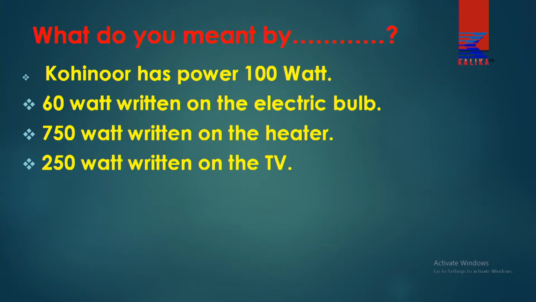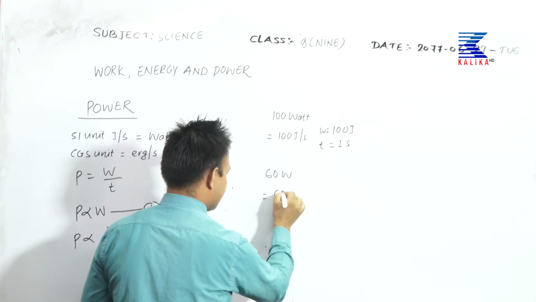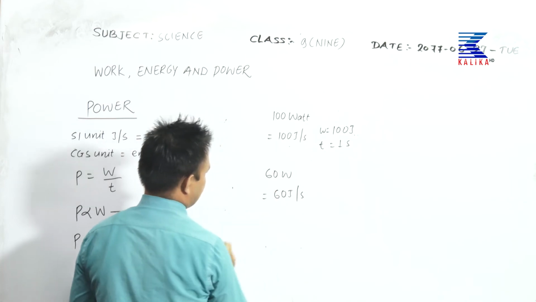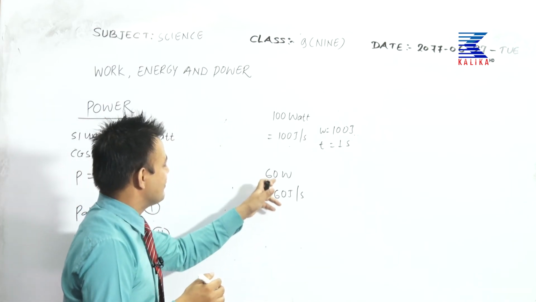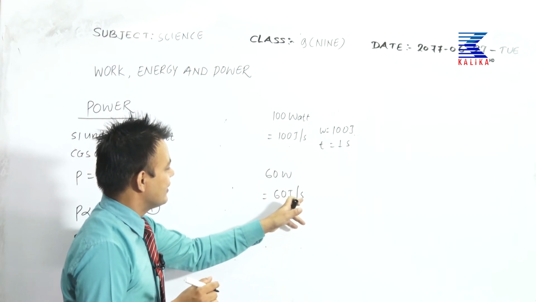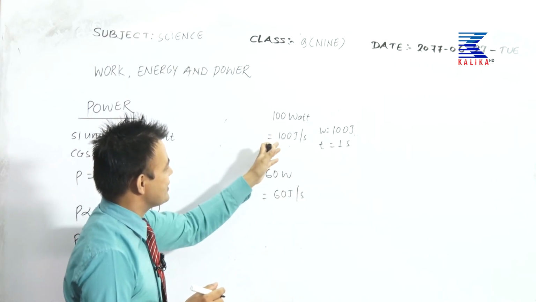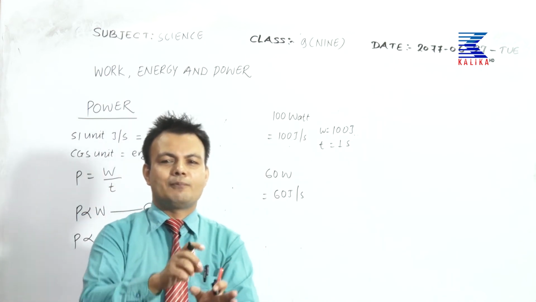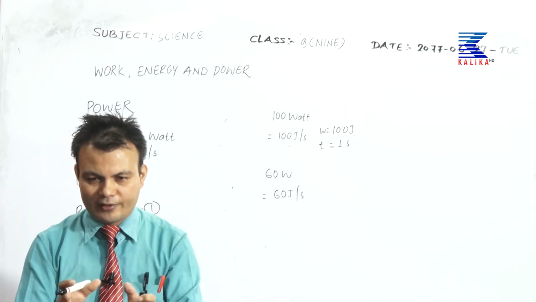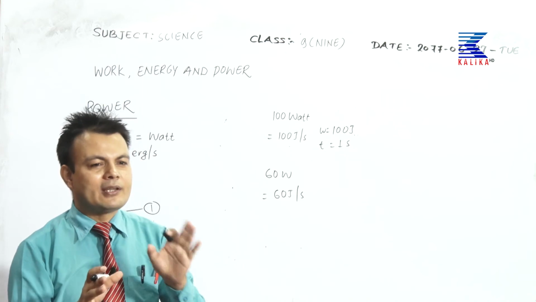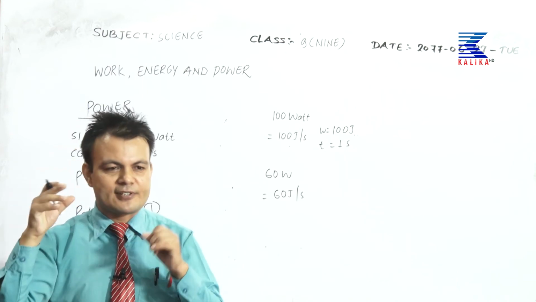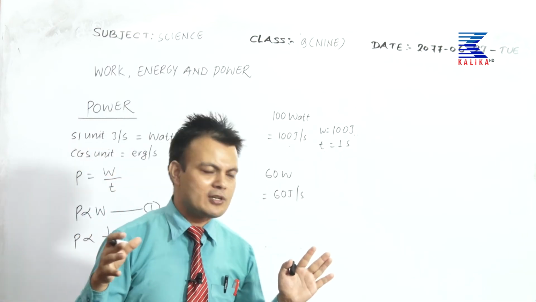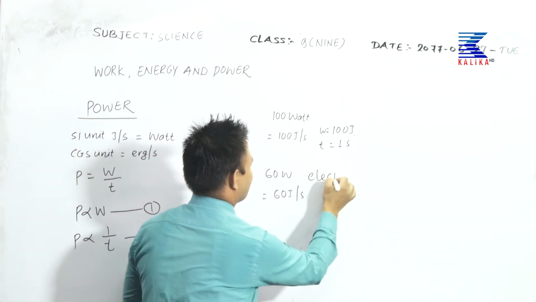The second question: 60 watt written on the electric bulb. Similarly, 60 watt can be written as 60 joule per second. So it means that the electric bulb can perform 60 joule work in 1 second, in the same way as we said in the first statement. But the electric bulb does not work. The answer we gave for Kohinoor is not applicable to the electric bulb because the electric bulb does not work.